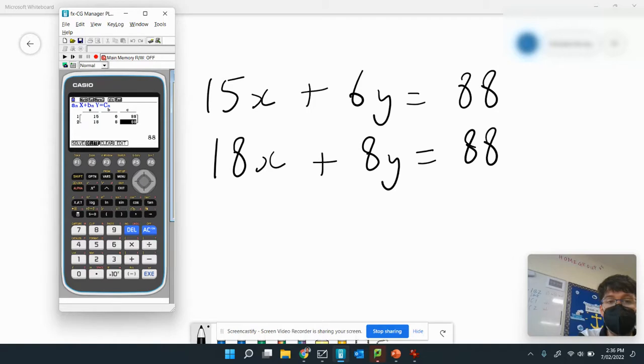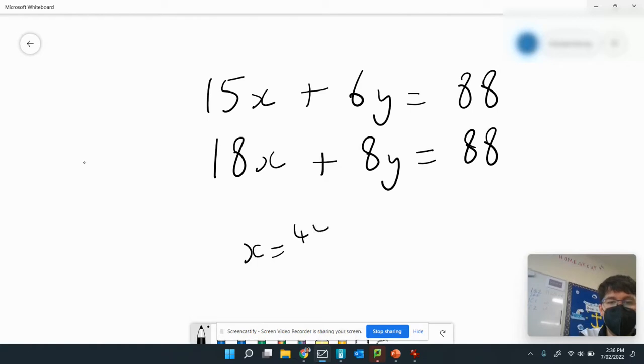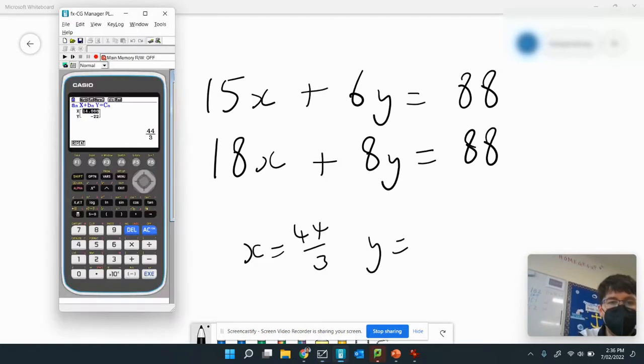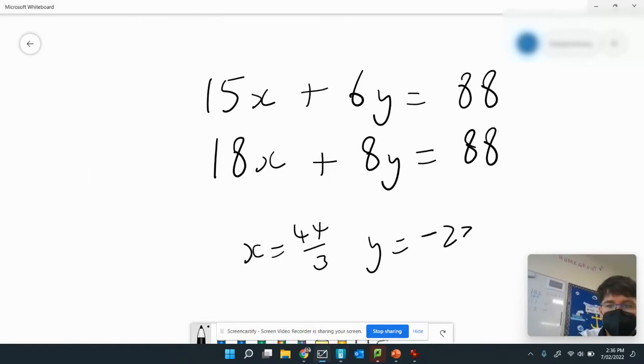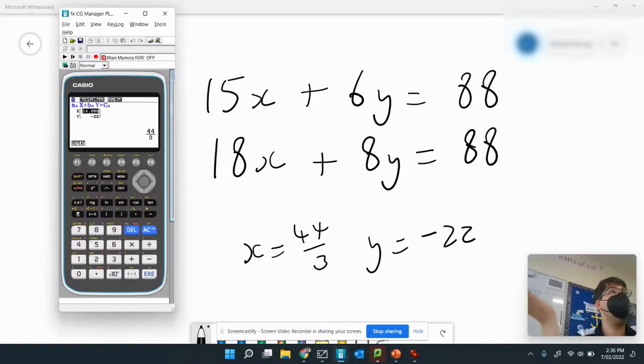Once we've typed it all in, the best thing to do at that point is just to do a quick double check. Solve. There we go. There's our answers. X is equal to 44 over 3. And Y is equal to, super easy. All right. Happy days like that?